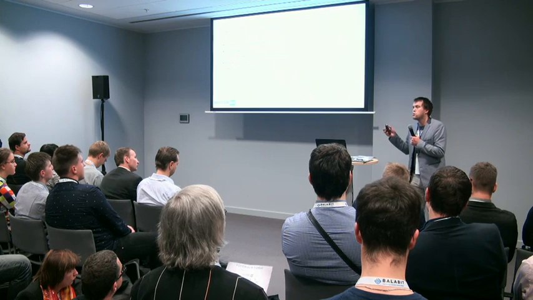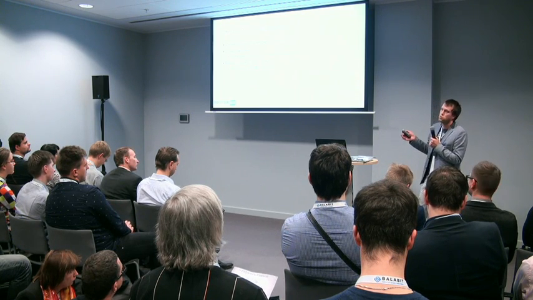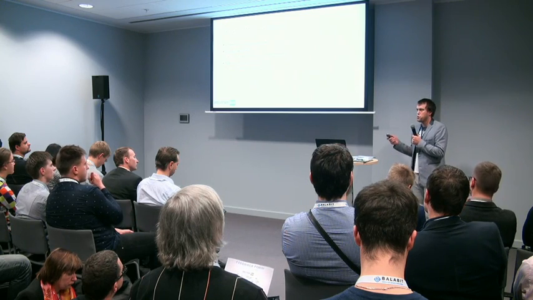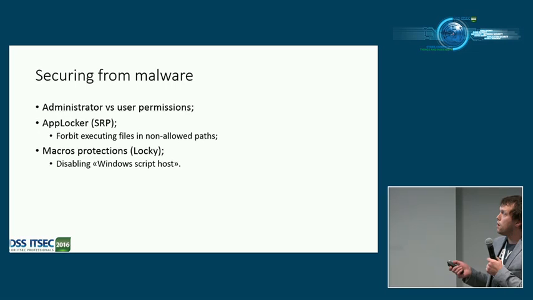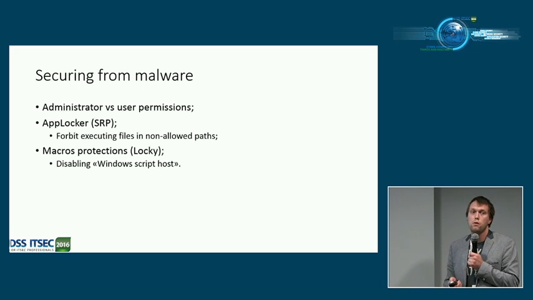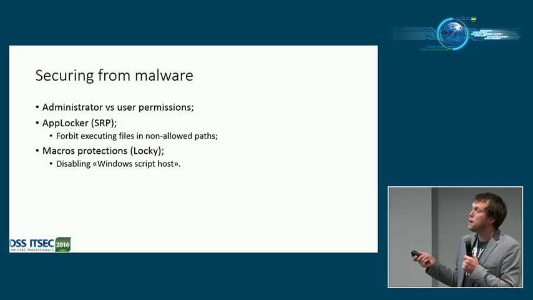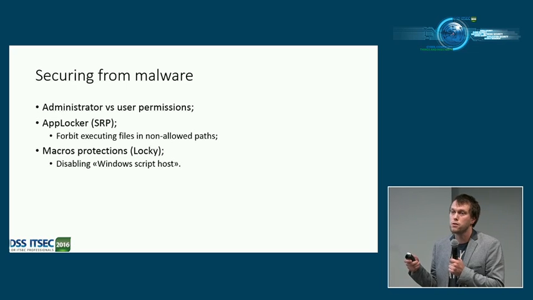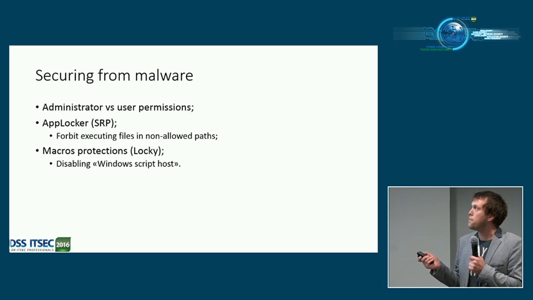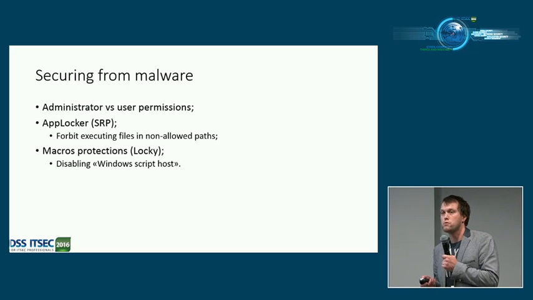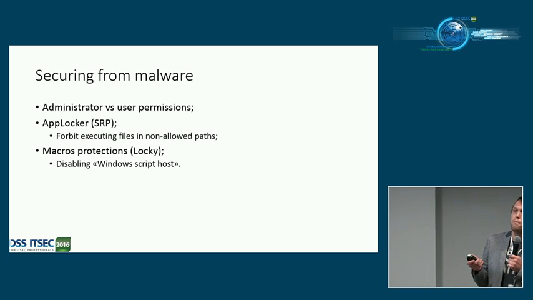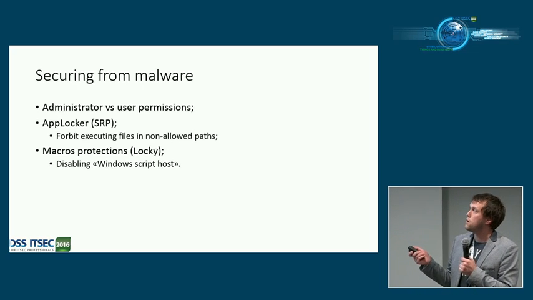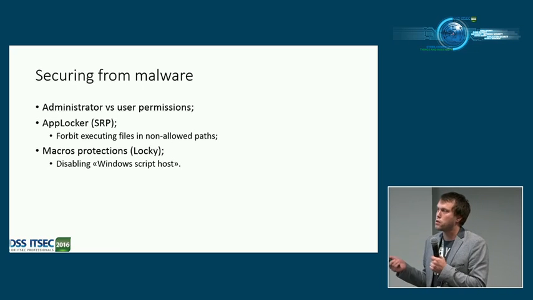It allows you to execute files only in Program Files, Windows, and some other folders which you define as a safe place. And the third one, you can shut down the Windows Script Host service, which keeps you safe from Locky viruses. Locky viruses spread through macro-infected Word or Excel files, but shutting down the script won't allow you to run any macro files. So that keeps you kind of safe. Unfortunately, if you need some macro files for your work, this doesn't work for you, because the macros won't work either.